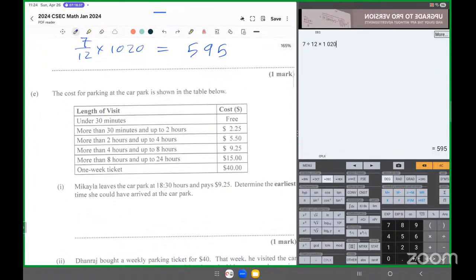Down here now, it says the cost for parking at the car park is shown in the table below. So under 30 minutes, it is free. Between 30 minutes and 2 hours, it's $2.25. Between 2 hours and 4 hours is $5.50. Between 4 hours and 8 hours is $9.25. Between 8 hours and 24 hours is $15. And a 1 week ticket is for $40. So you can park for the whole week for $40.